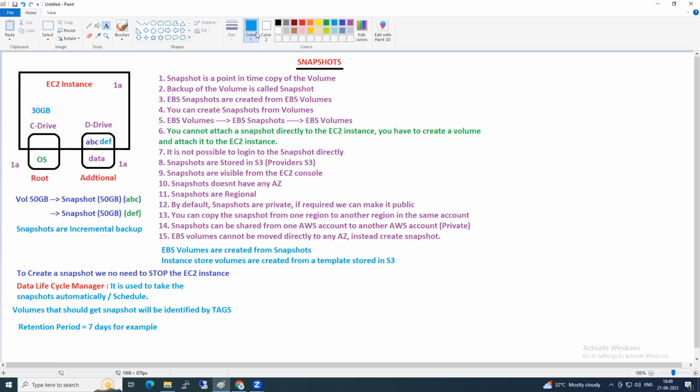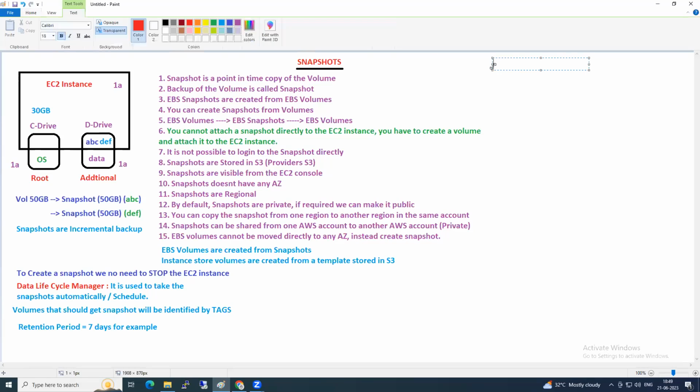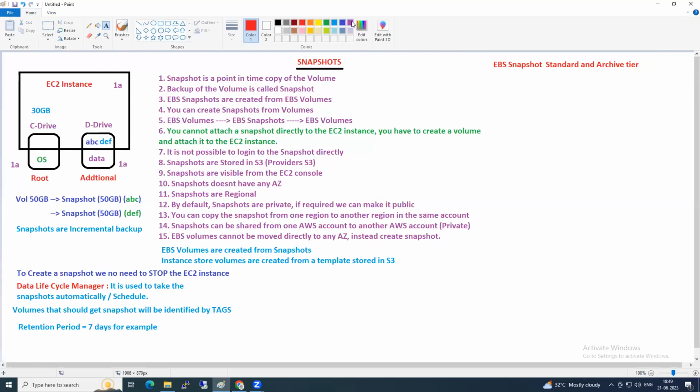So now you have something called EBS Snapshot Archive. What is that? There are 2 types of tiers for the snapshot. What are those? Standard tier and archive tier. Correct, Apurva, that is correct.